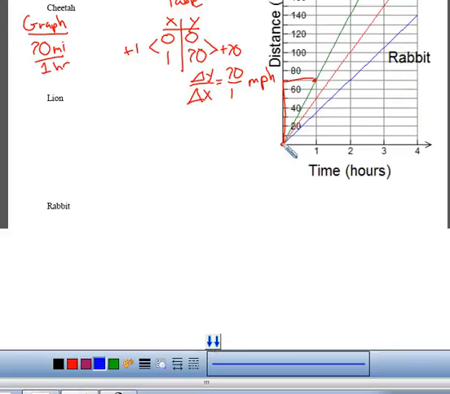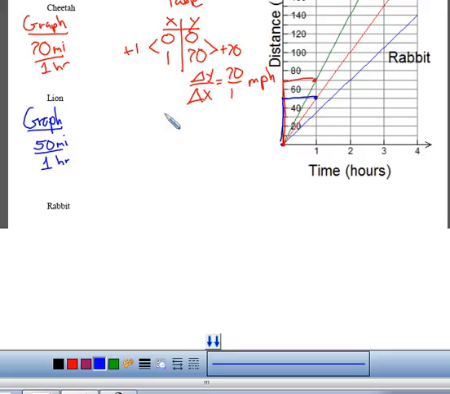Now let's try the line. Again, I'll start at the origin. I'm going to go to this first point here. I'm going to go up, and it's in between 60 and 40, so that's 50, and over 1. So my graph is 50 miles, that's the rise, over the run, which is 1 hour.